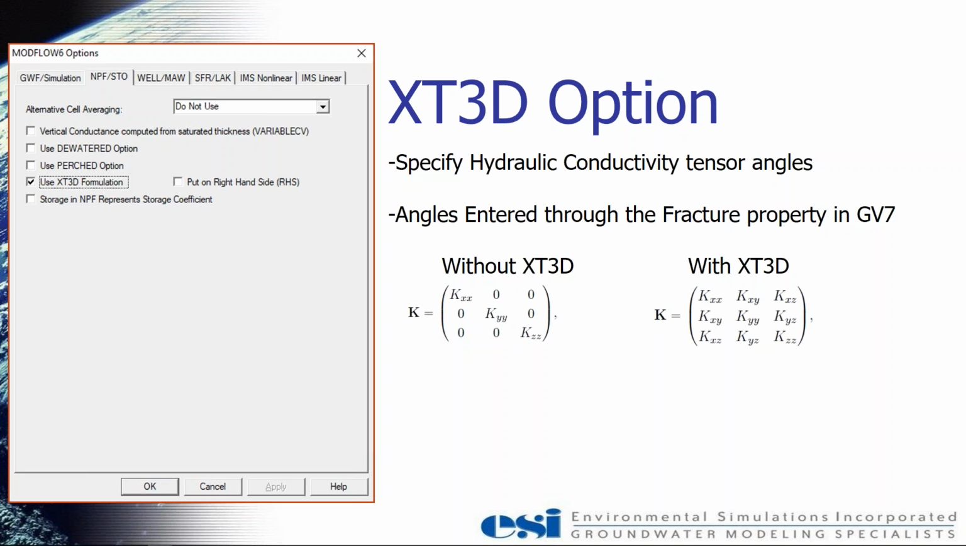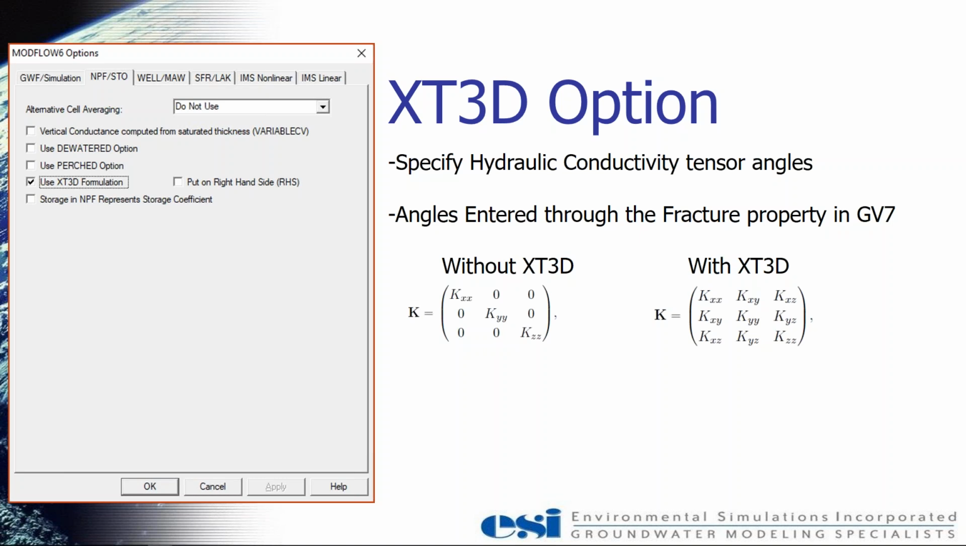With MODFLOW6, you can turn on this option called XT3D, and in that case, you still enter a KX, a KY, and a KZ, but then you also enter 3 angles of rotation. And in MODFLOW6, it's just called angle 1, angle 2, angle 3. And those then allow it to assemble the complete 3D tensor for hydraulic conductivity. So all the components of conductivity are supported. And that can be defined cell by cell.